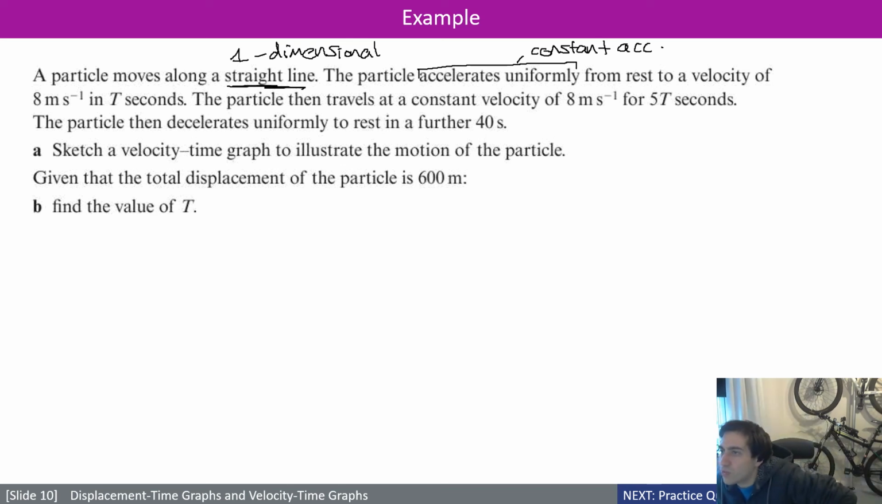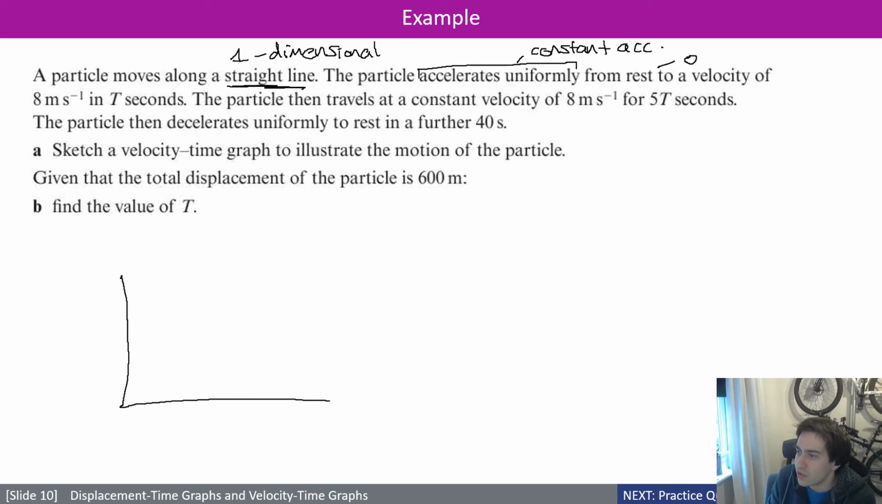From rest to a velocity of 8 meters per second in t seconds. So from rest, which is 0, to 8 in t seconds. The particle then travels at a constant velocity of 8 meters per second for 5t seconds, so 5 times the length of time as what happened a moment ago. And the particle then decelerates uniformly to rest in a further 40 seconds. Sketch a velocity time graph. Okay, let's sketch the velocity time graph.